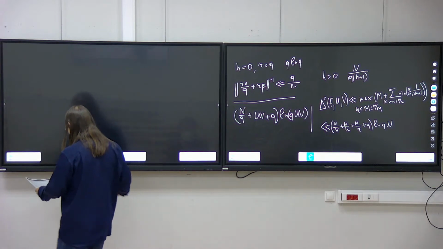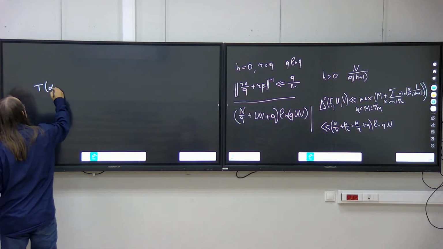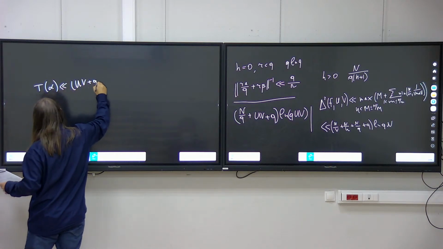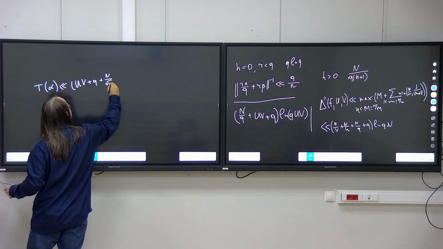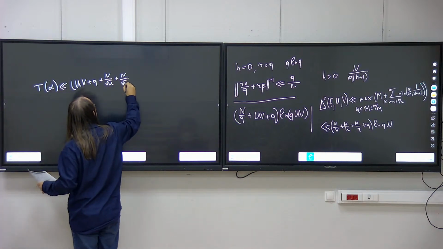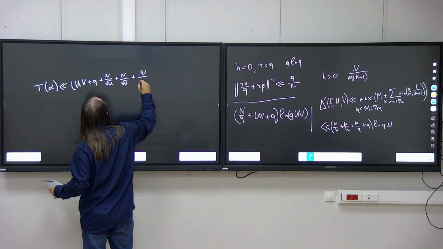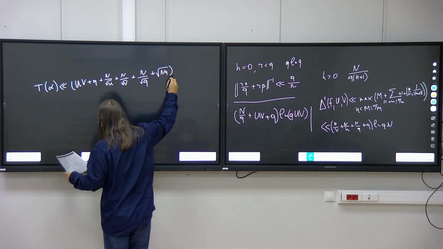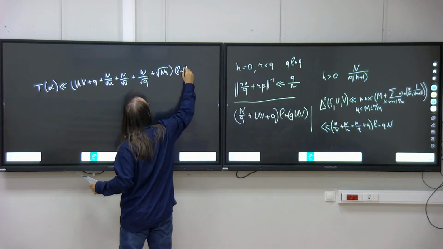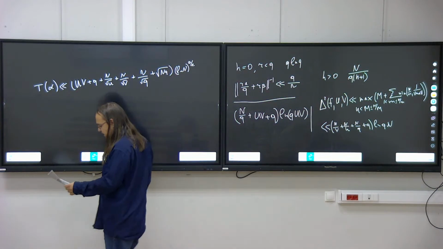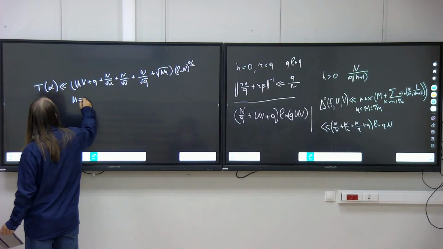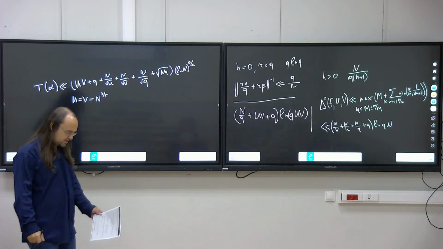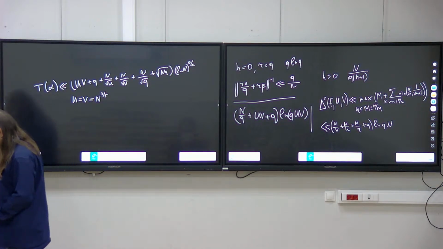And so you apply all of this for your T of alpha, and you get UV plus q plus n over square root of u plus n over square root of v plus n over square root of q plus square root of nq, and then you get log n to the power 7 over 2. And then you choose u equals v equals n to the power 2 over 5. And then you get the desired estimate. Okay?